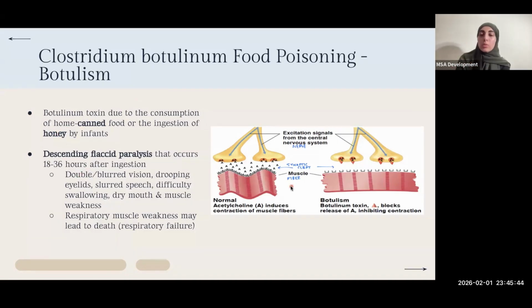How do the toxins work? Basically, this is a neuromuscular junction. You know that this is a muscle, this is a nerve axon terminal. You have acetylcholine. Normally, acetylcholine will be released and lead to muscle contraction. Botulinum toxin blocks the release of acetylcholine. So if you can't release acetylcholine, you don't get muscle contraction, and that's why there is flaccid paralysis.